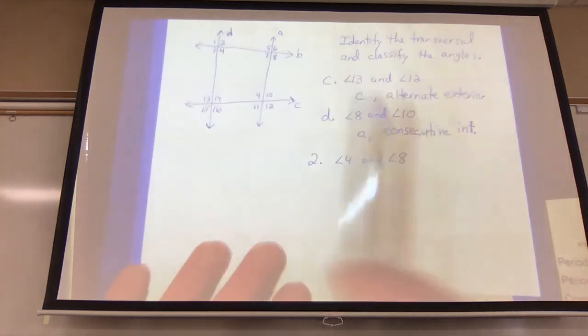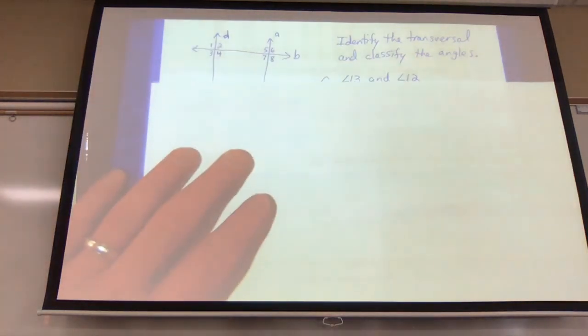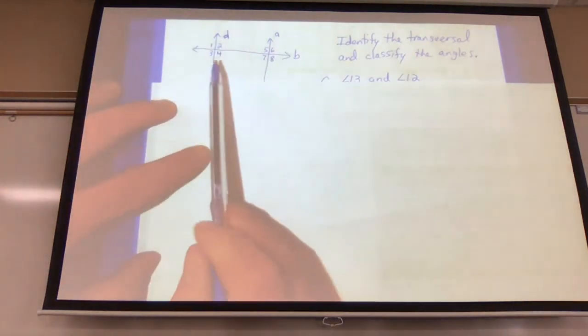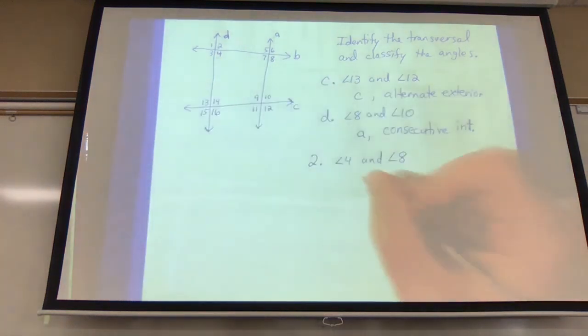All right, we're looking at angles 4 and 8. Here's angle 4, here's angle 8. Those are on the top part of our picture, so I'm just going to cover up the bottom part. Daniel, what would be our transversal going through both angles 4 and 8? B goes through both of those. There's your transversal.